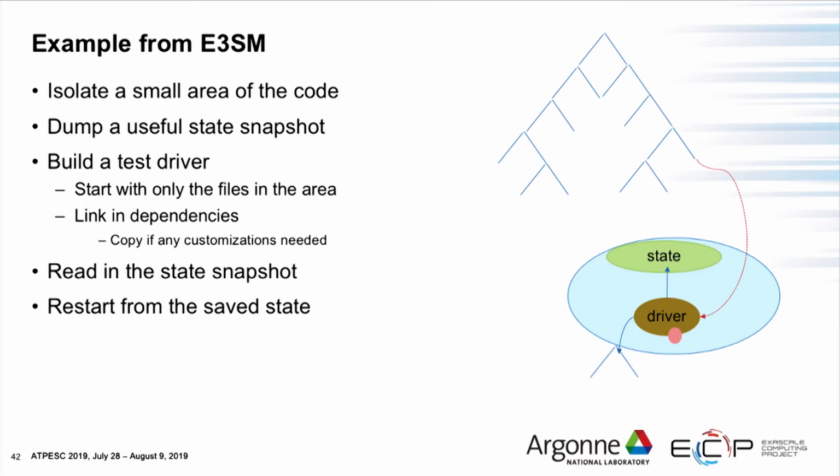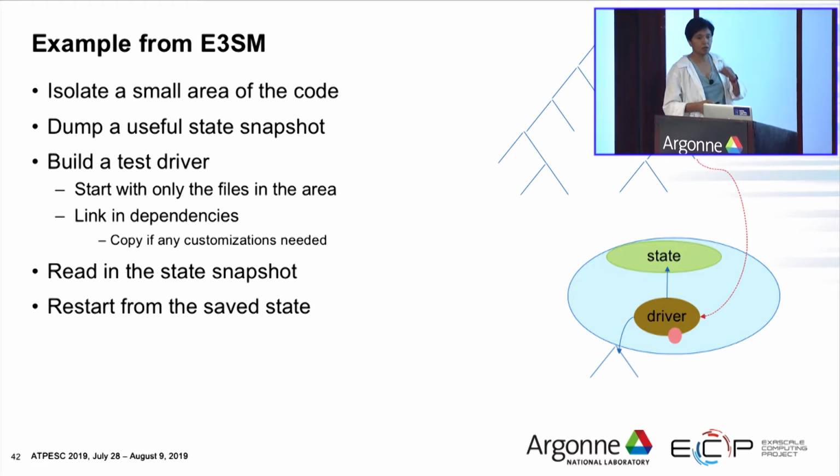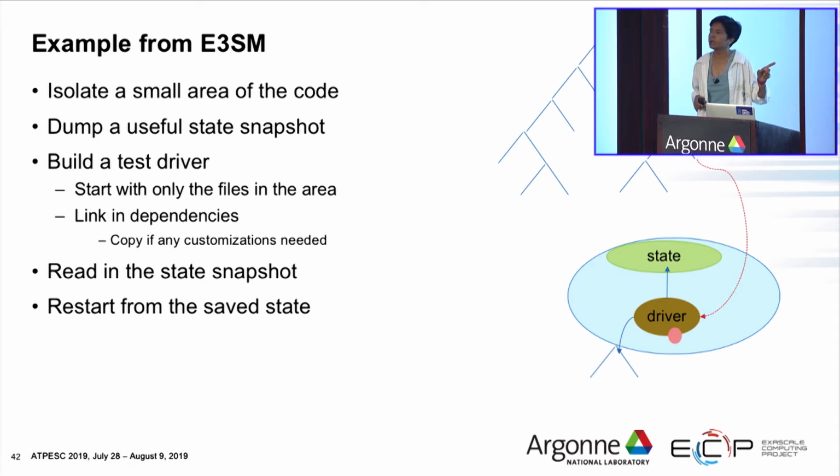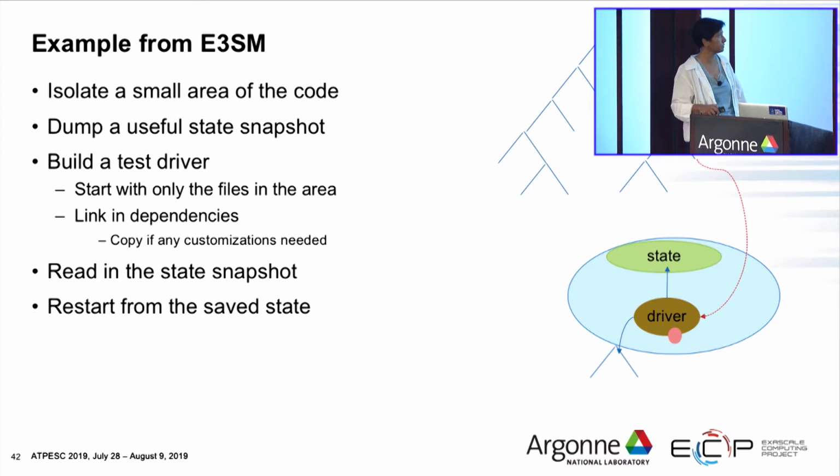So the steps were: isolate the part of the code that we wanted to test, right? Take a state snapshot, link in the files that do not need modification from the rest of the code. Where you want to prune the dependency, copy the file and eliminate the lines that were causing that dependency, and then write a driver. This test now runs in a matter of 20 seconds on the laptop of the developer. So this is a methodology using which you can develop code. And so now you can just restart from the saved state and you can run this test.